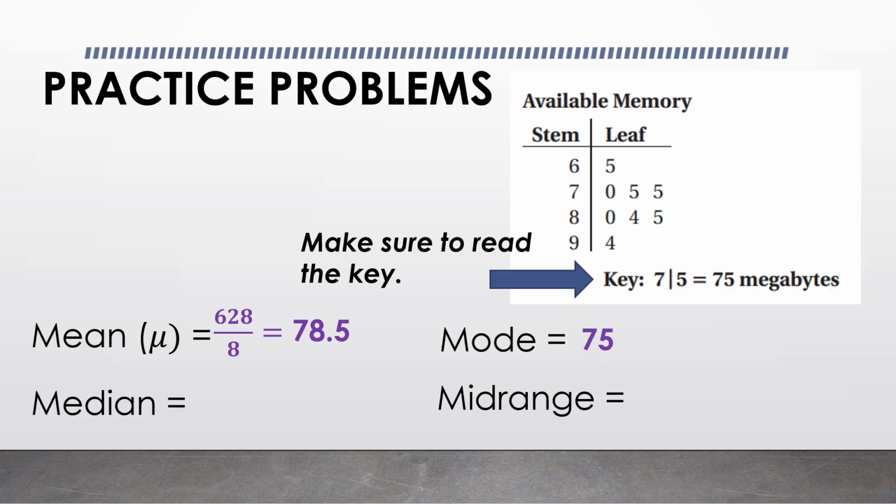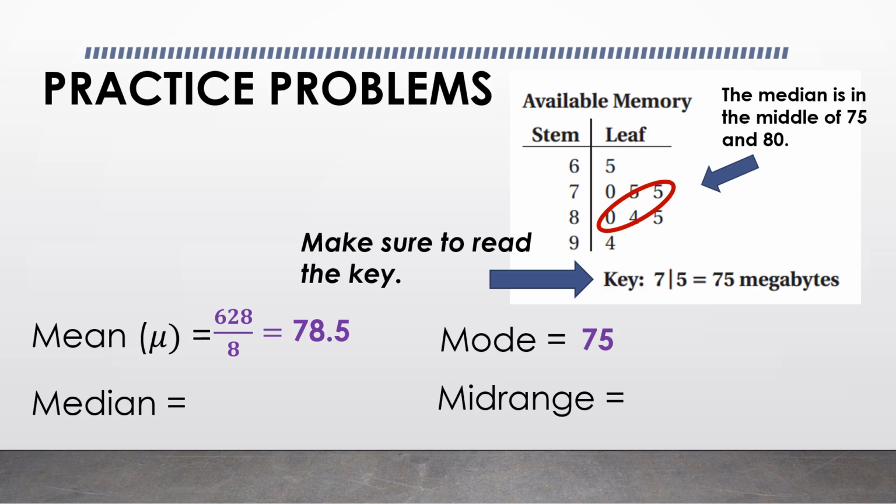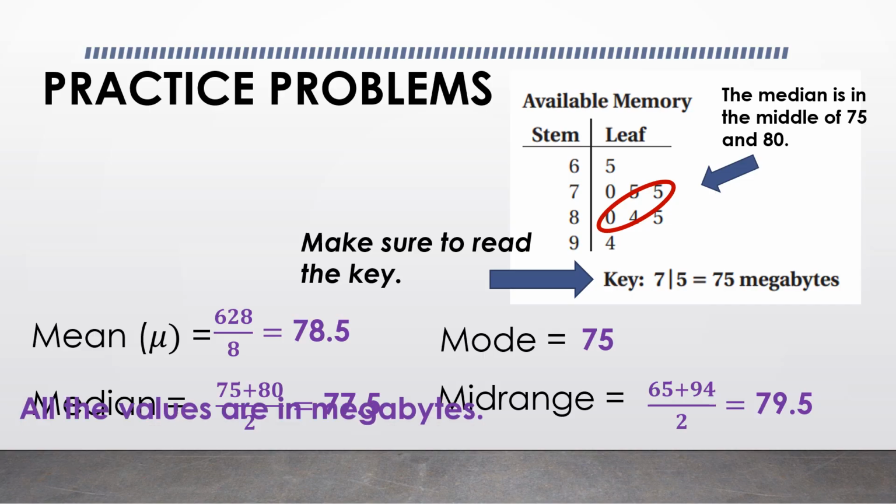Median is the middle value. There's 8 values, so there isn't a data value that's right in the middle. We need to average the 75 and the 80. So we add them up, divide by 2, the median is 77.5. Mid-range is the average of the highest and lowest data values. So we add 65 and 94 together, divide by 2, our mid-range is 79.5.